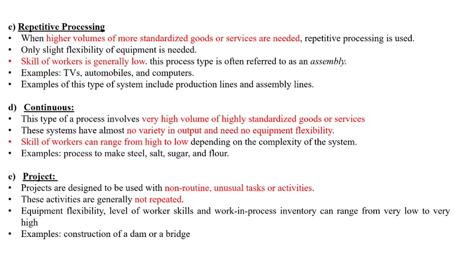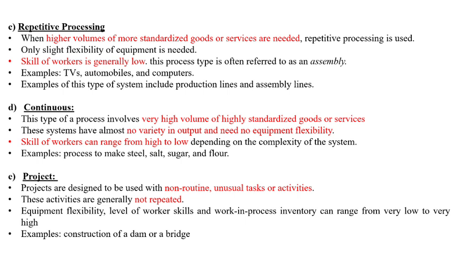Fourth one, continuous production. Very high volume of standardized goods or services. There is no variety in output and there is no equipment flexibility. Skill of workers can range from high to low depending on the complexity. That is, daily essentials such as salt, sugar, flour, or the steel making process, right? These are done purely on a continuous, daily basis.